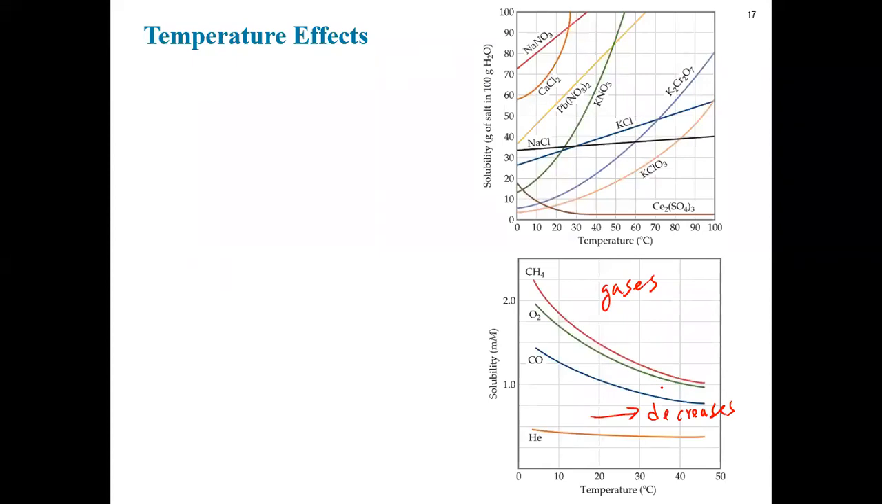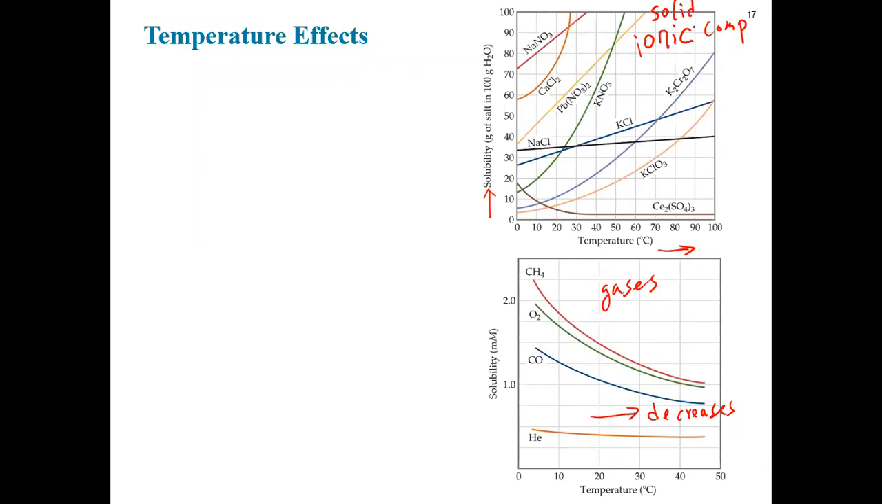Okay, so let's see the top graph. The x-axis and y-axis are the same, solubility and temperature. What do you think all those compounds, like NaNO3, CaCl2, Pb(NO3)2, KNO3, and so on, are? What are their states? One thing I can say is all those substances are ionic, right? They all have metals and some nonmetals, ionic compounds. So what is the usual state for an ionic compound? Are they solid, liquid, or gas? Solid.